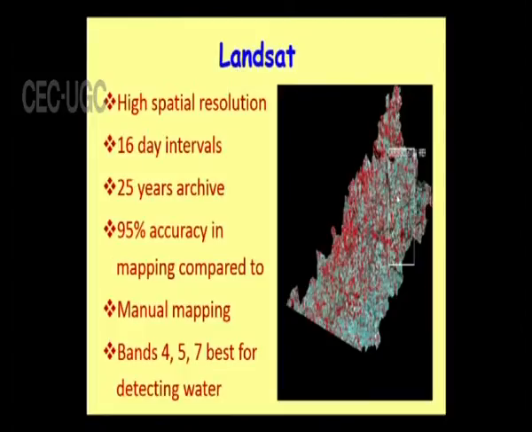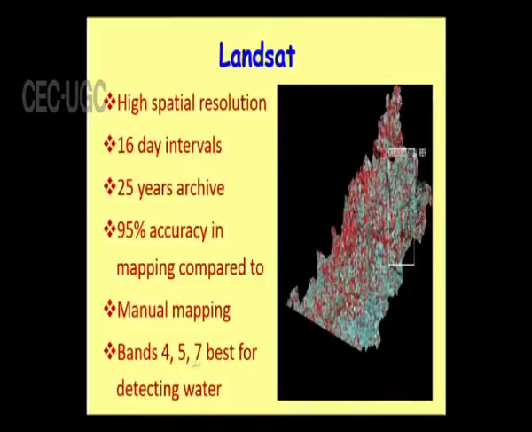It is taken from the Landsat, and the high spatial resolution, 16-day interval, that means it is a temporal resolution, and 25 years archive, that means for the past 25 years it has taken similar photographs, and 95% accuracy in mapping compared to the manual mapping. And the bands, 4, 5, 7. So, these are all the bands in the satellite and they are best for detecting water. So, you look at the diagram, it is the satellite image.